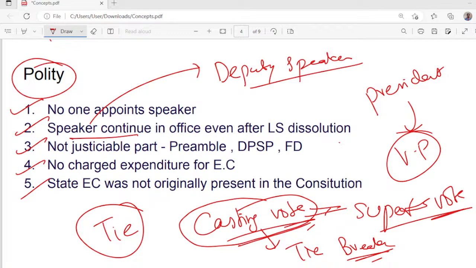Okay. So five things we know about a speaker. The speaker is not appointed by anyone, he is only elected. The second thing is the speaker continues to be in office even after the dissolution of Lok Sabha till the first meeting of the Lok Sabha. Then he can submit his resignation letter only to his deputy speaker. Then the fourth point is he cannot vote in the first instance, but he can vote only when there is a tie, like a super over.